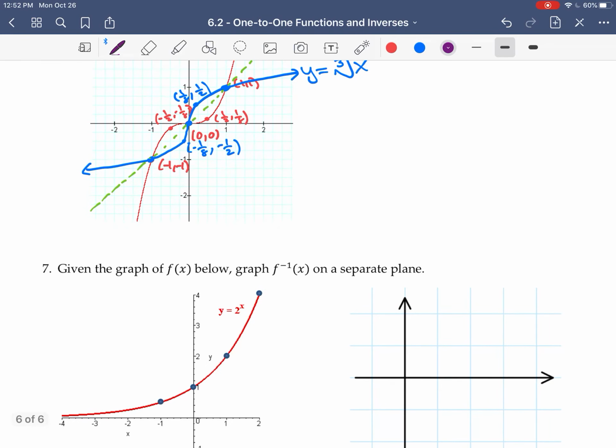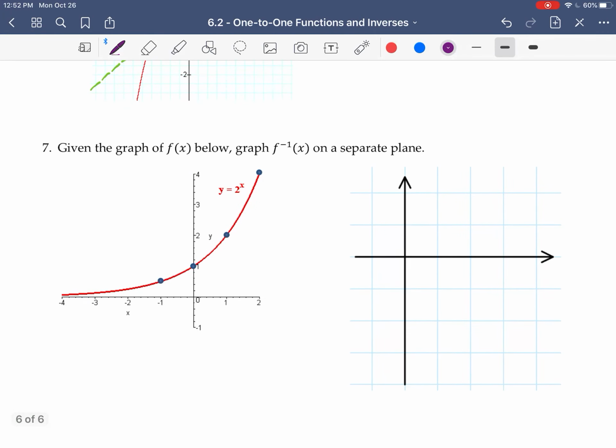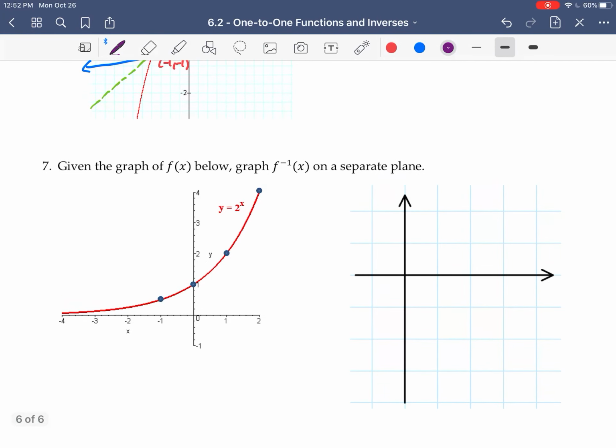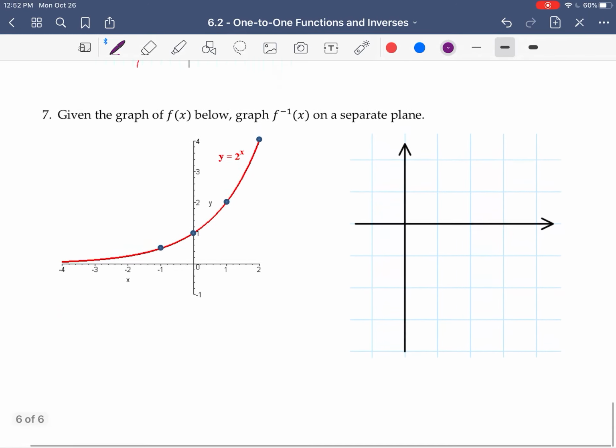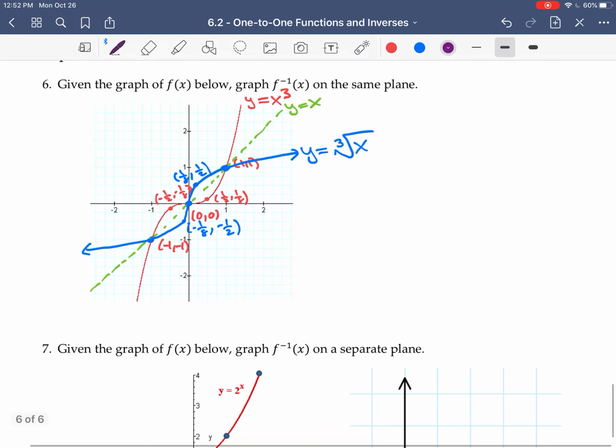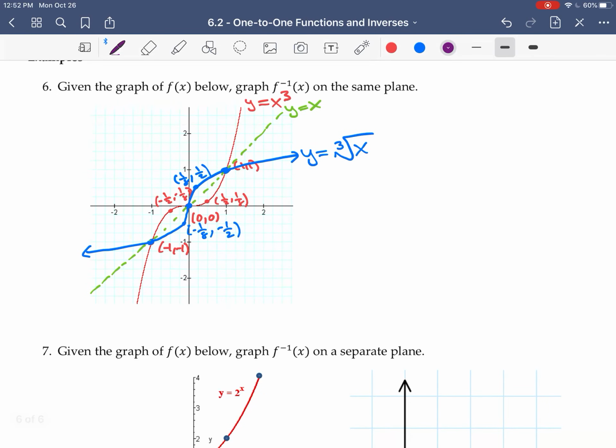Now I'm going to leave this one for you to do. Here they want you to graph it on a separate plane. So take the points it gives you, flip those, and then draw the graph. Then you can compare to the line y equals x and see what happens. So that is how the graphs of inverse functions work. They're closely related, but not the reciprocal, not 1 over. Even here, the equations are very different, but they're undoing what the other one does.